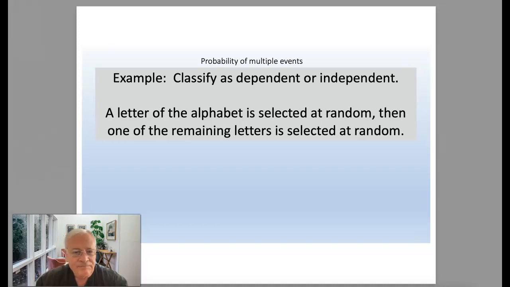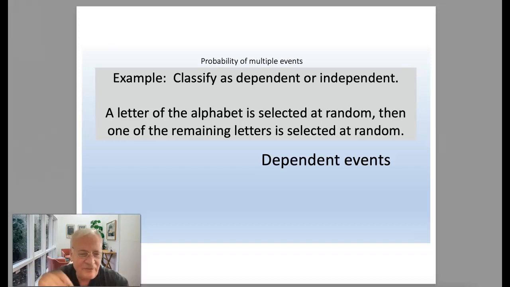All right? Because if I was going to select a letter of the alphabet at random, and then select one of the remaining letters at random, is that dependent or independent? All right, guys, those are dependent events. Because the second selection will be affected by the first selection because I'm not replacing it. I'm selecting from some of the remaining letters.